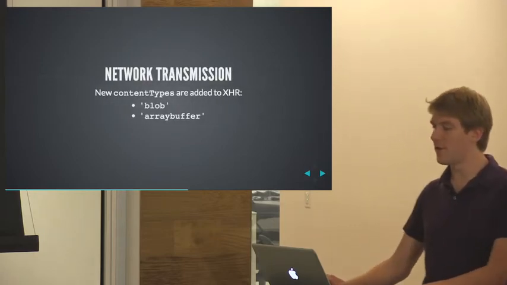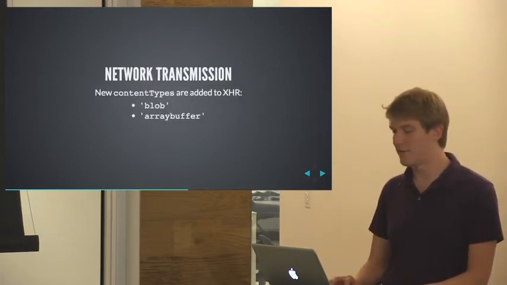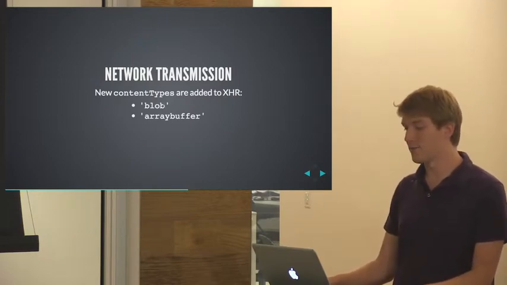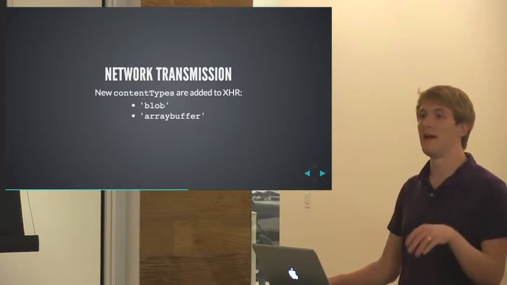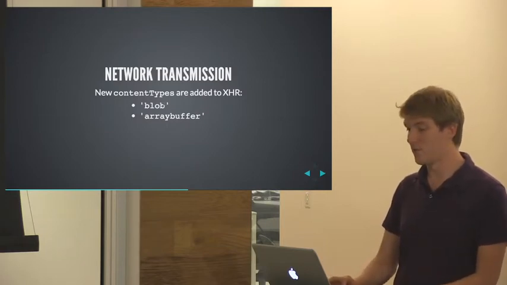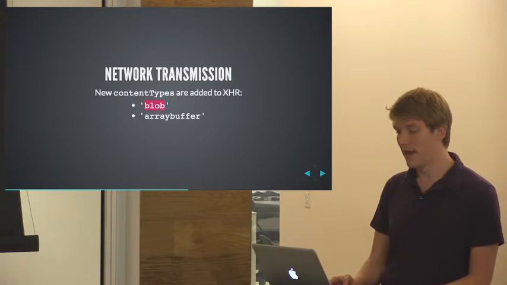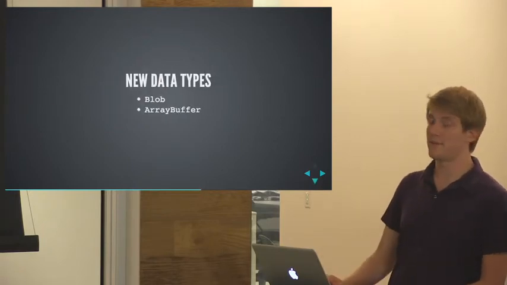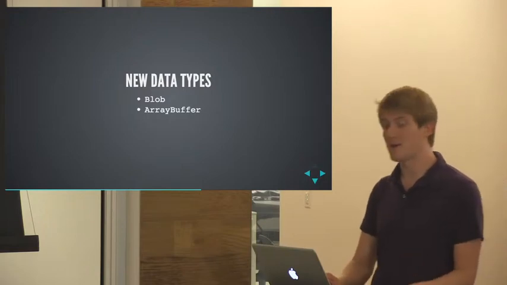So the improved network transmission is that it allows you to specify new data content types. You're probably used to JSON, HTML, XML, or just plain text. We add Blob and array buffer. And we get two new data types, Blob and array buffer.